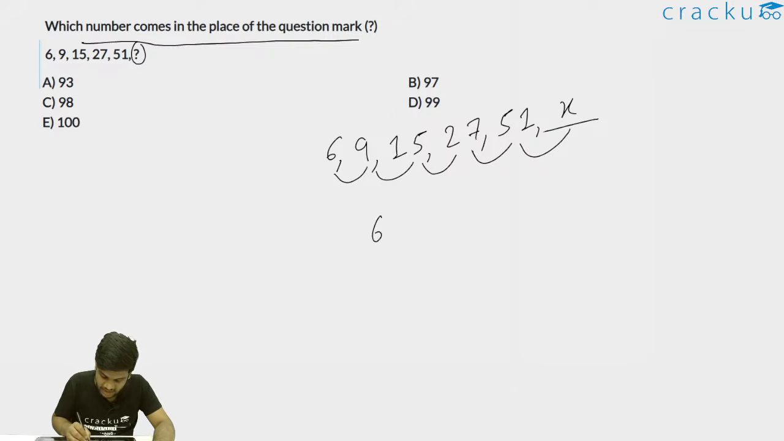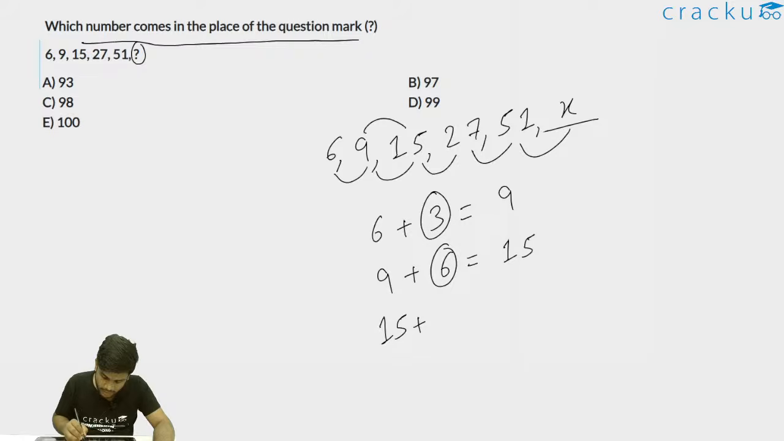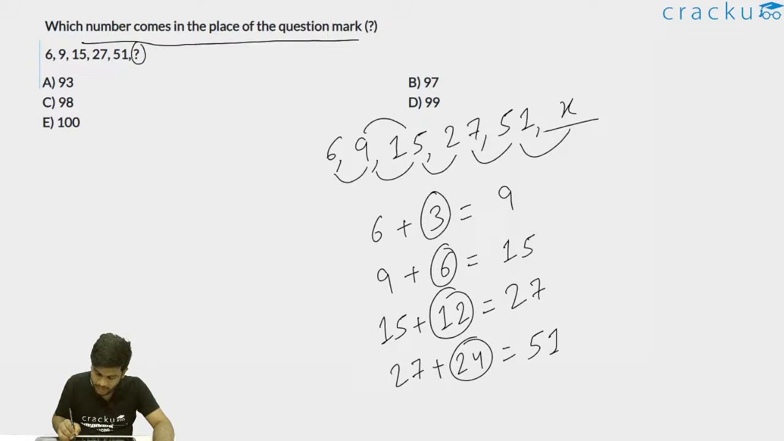In the first two numbers, we can see that if we add 3 to 6, we get 9. Now let's look at the second and the third number. When you add 6 to 9, we get 15. Similarly, when you add 12 to 15, we get 27. And when you add 24 to 27, we get 51.